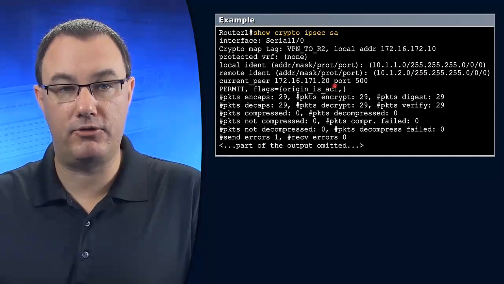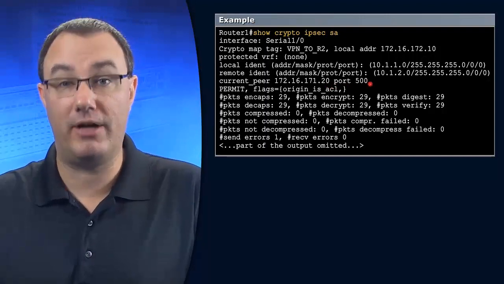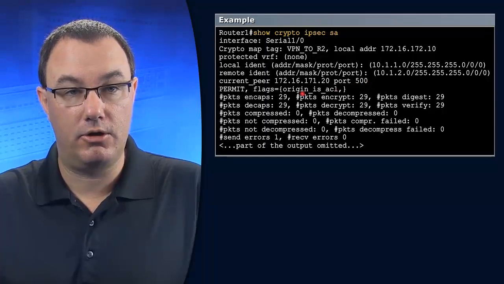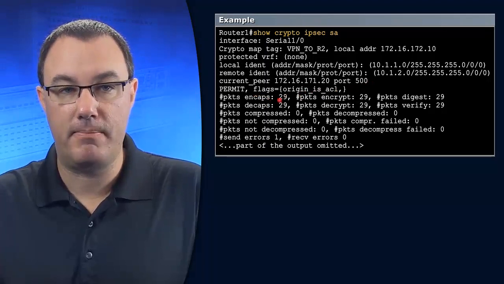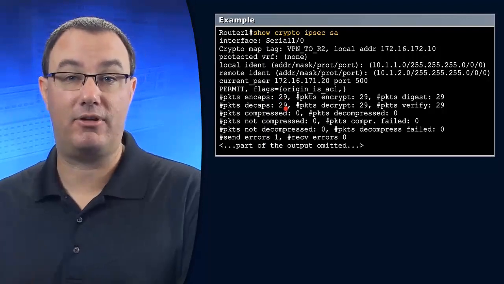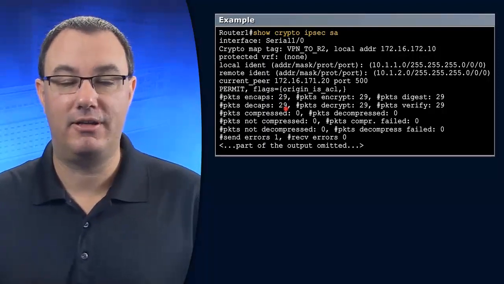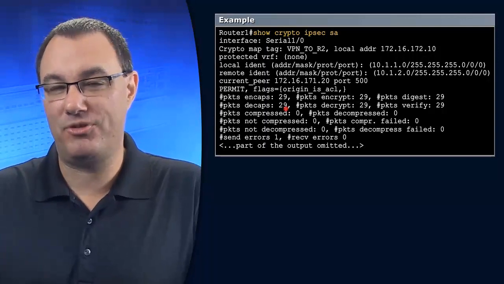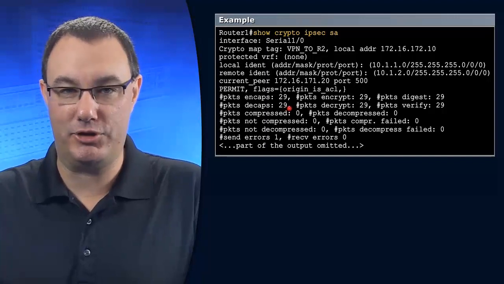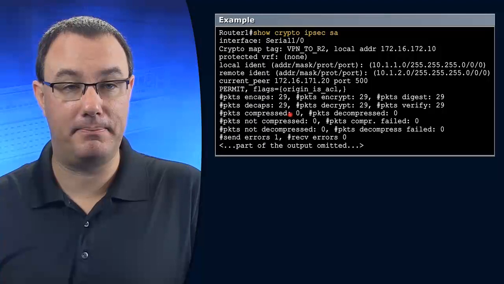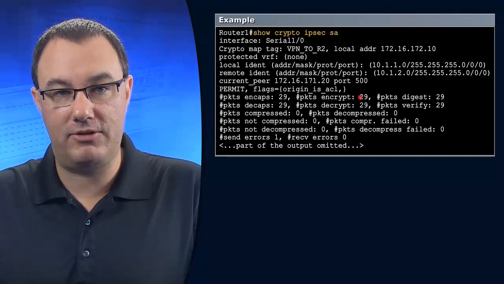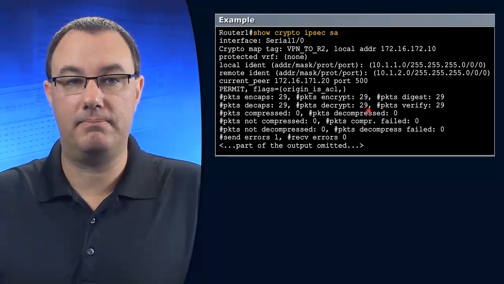The current peer IP address, port 500. That is the port for ISAKMP. Okay. You can see some flags, packets encapsulated and decapsulated. You know, a lot of people say de-encapsulate. Some people say decapsulate. The more savvy people tend to say decapsulate, but it's not something I would ever judge. And I myself slip up, by the way. But you can see packets encrypted and decrypted, that sort of thing.